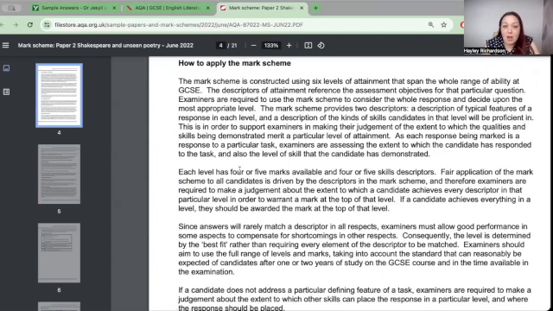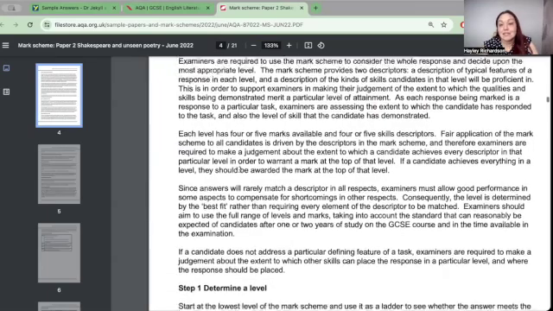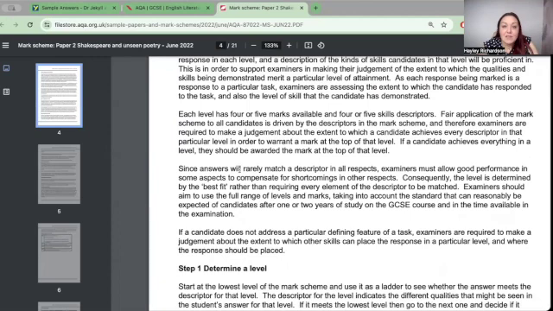As each response being marked is a response to a particular task, examiners are assessing the extent to which the candidate has responded to the task, and also the level of skill the candidate has demonstrated. Each level has 4 or 5 marks available and 4 or 5 skills descriptors. Fair application of the mark scheme to all candidates is driven by the descriptors, and therefore examiners are required to judge the extent to which a candidate achieves every descriptor in that level in order to warrant a mark at the top of that level. If a candidate achieves everything in a level, they should be awarded the mark at the top of that level.